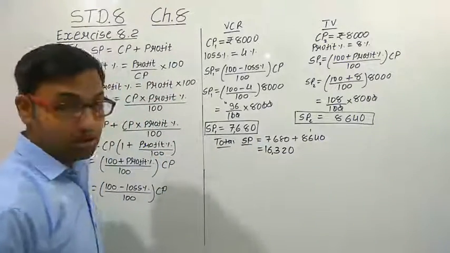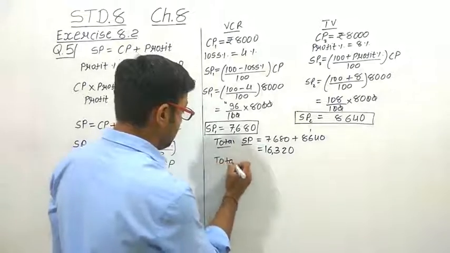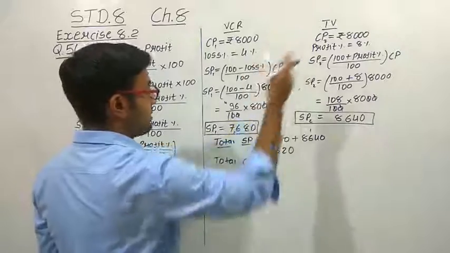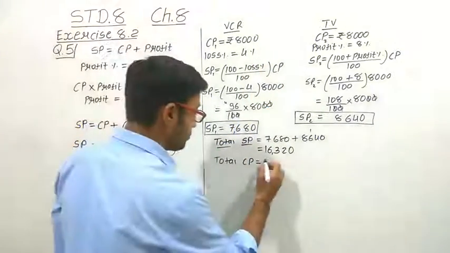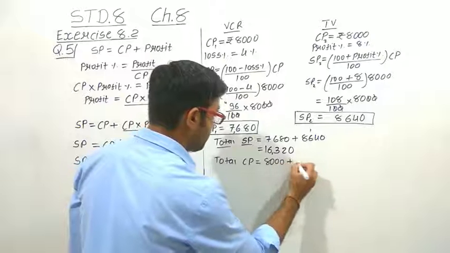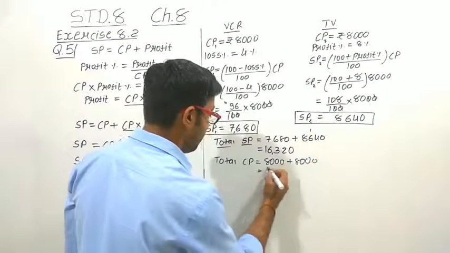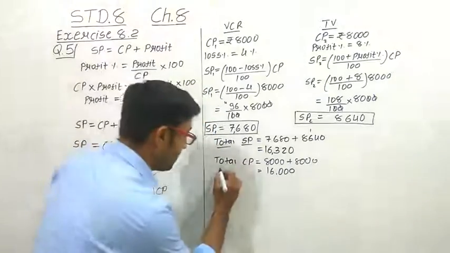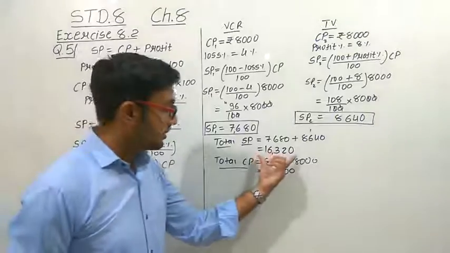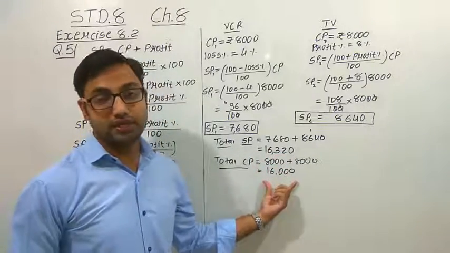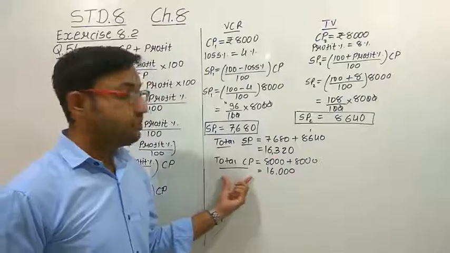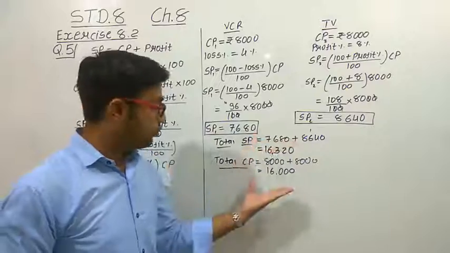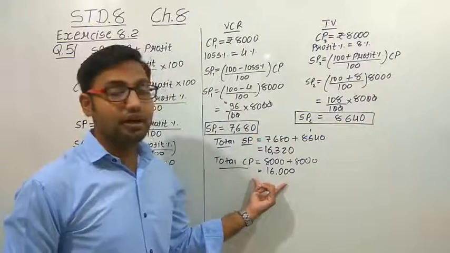Now what is the total cost price? Total cost price is, see, both have the same cost price. So the total cost price will be 8,000 plus 8,000, and that will become equal to 16,000. So you can see that here the total selling price is greater than the total cost price. What is the meaning of this? This means that the shopkeeper made a profit because the selling price is higher and the cost price is lower. So he is making a profit.